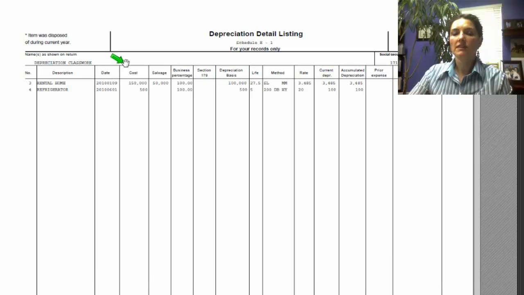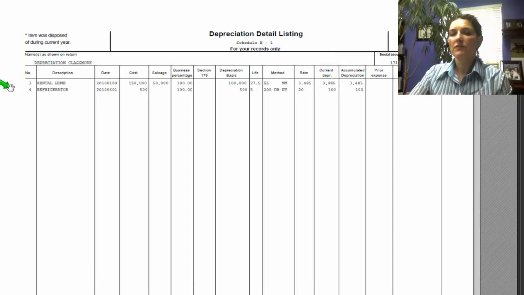We take the cost of the rental, subtract out the land value. That gives us a depreciable basis of $100,000. It is depreciated over 27.5 years under the mid-month convention straight line. So to calculate the first-year depreciation, you're going to go $100,000 and divide that by 27.5 years. You're further going to have to divide that by 12 months, and then, of course, multiply that out by 11.5 to apply the mid-month convention placed in service in January. That gives us a first-year depreciation and accumulated depreciation of $3,485.